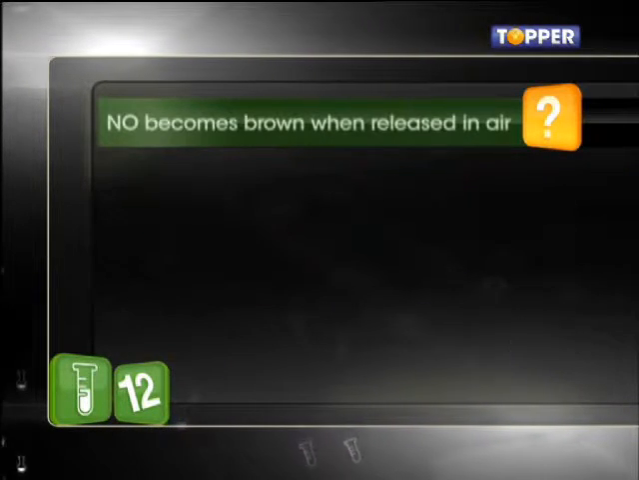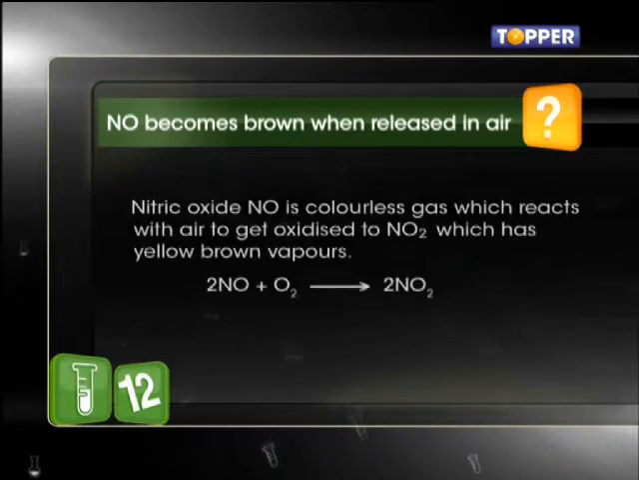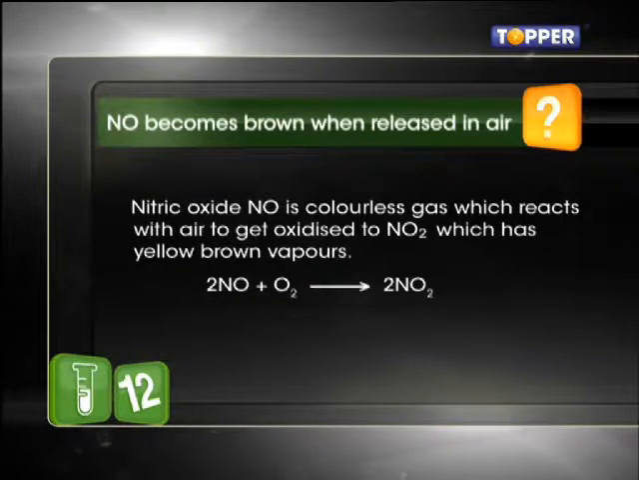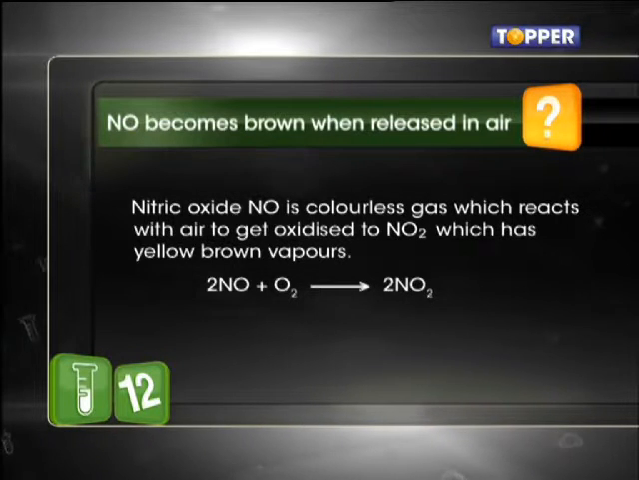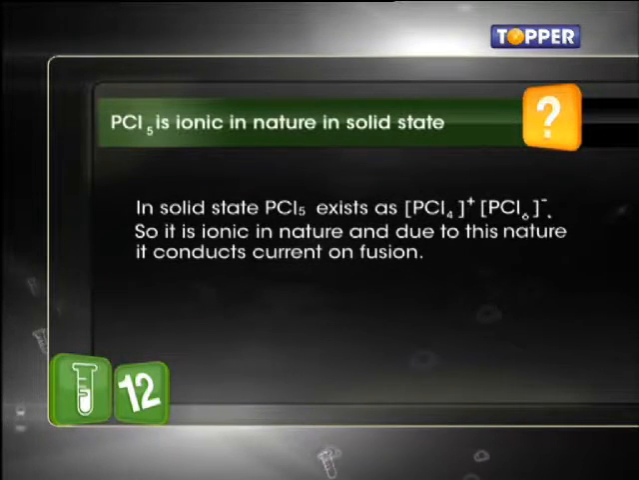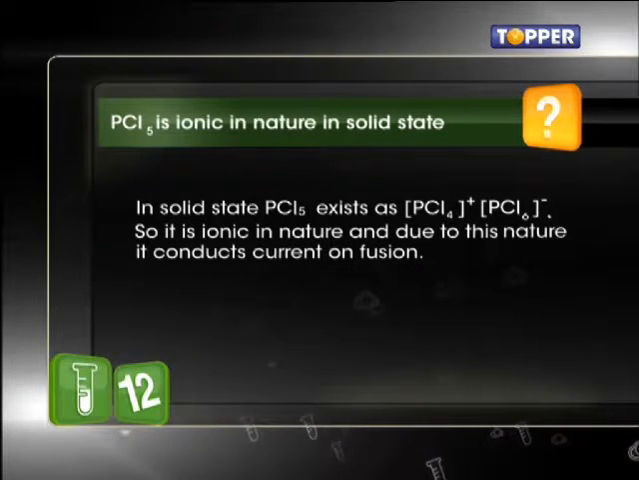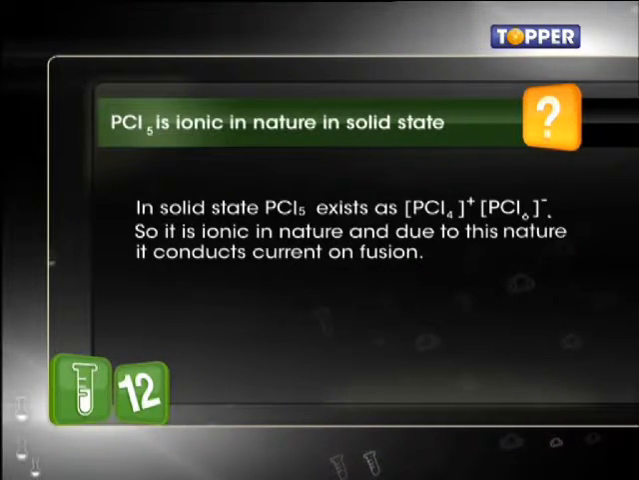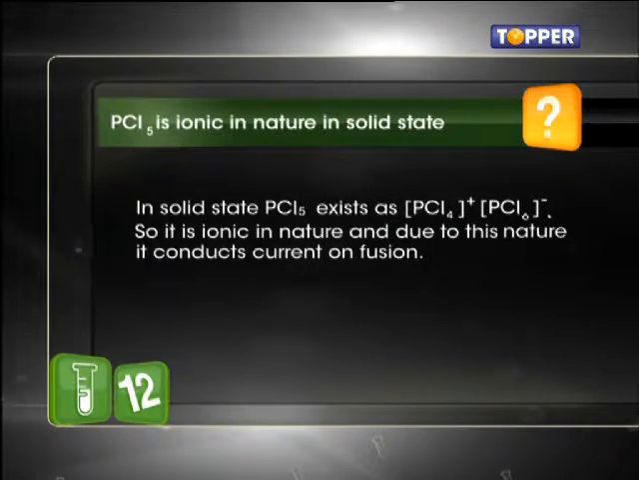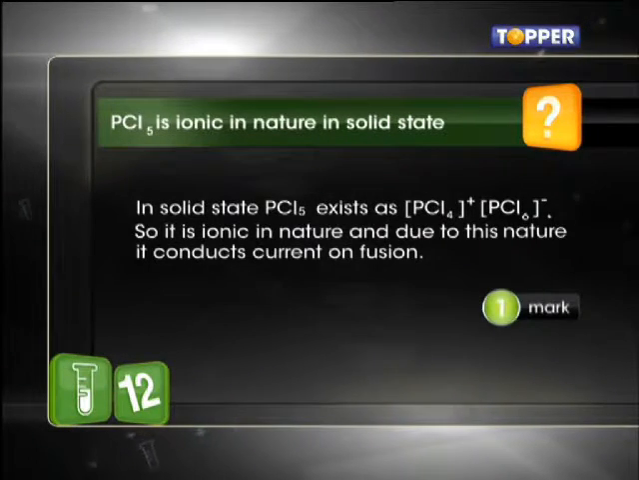In the third part, we had to tell why nitric oxide becomes brown when released in air. Well, nitric oxide is a colorless gas which reacts with air and gets oxidized to NO2, which has yellow-brown vapors. For part 4, you should mention that PCl5 is ionic in nature in the solid state because in the solid state PCl5 exists as PCl4+ and PCl6-. And due to this nature, it conducts current on fusion.